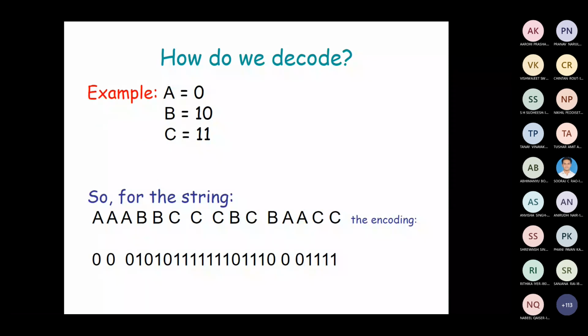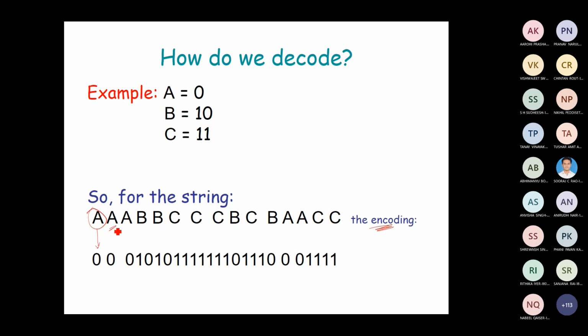So how do we decode? Suppose it is a prefix code, meaning no code should be the prefix of another code. For example, if you look at this one, how do you decode? A is equal to 0, B is equal to 1, 0 and C is equal to 1. This is my information which I want to transmit. Before transmission, I want to encode it. I take the first symbol, which is A. What is the code for A? That is 0. I put it there.